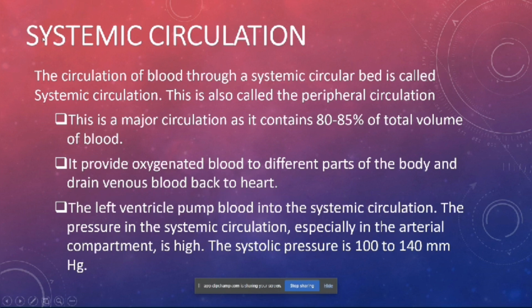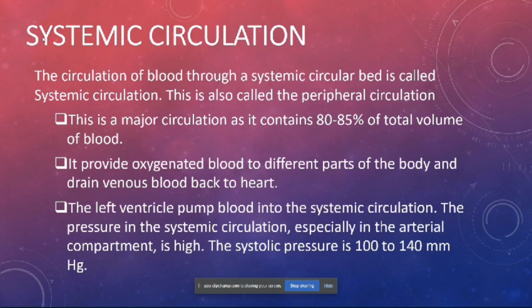The circulation of blood through a systemic circular bed is called systemic circulation. This is also called peripheral circulation. This is a major circulation as it contains 80 to 85% of total blood volume. It provides oxygenated blood to different parts of the body and drains venous blood back to the heart. The left ventricle pumps blood into the systemic circulation.